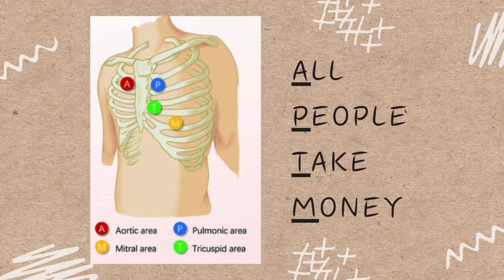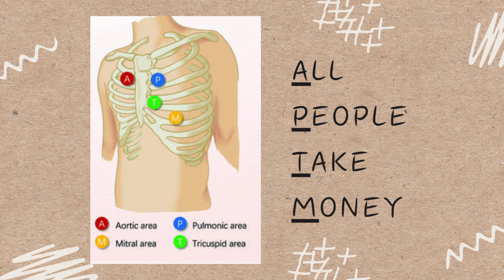If you have trouble remembering the names of the valves, you can use the mnemonic "all people take money." A for aortic, all. P for pulmonic, people. T for tricuspid, take. And M for mitral, money.